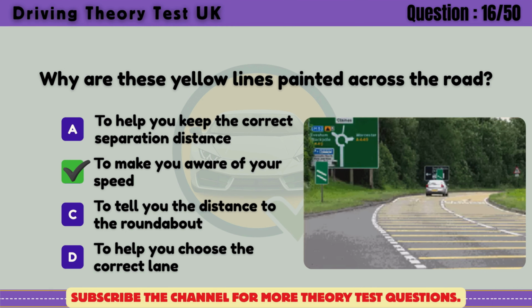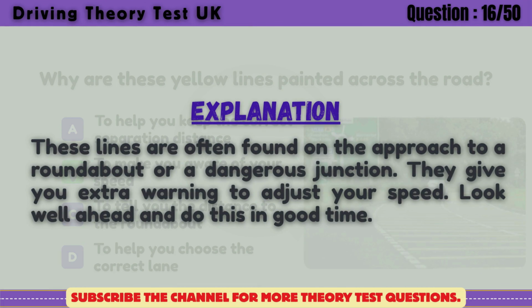Answer is B. To make you aware of your speed. These lines are often found on the approach to a roundabout or a dangerous junction. They give you extra warning to adjust your speed. Look well ahead and do this in good time.